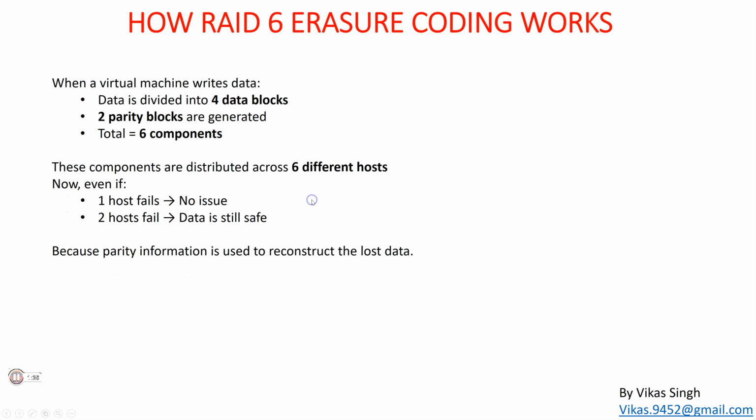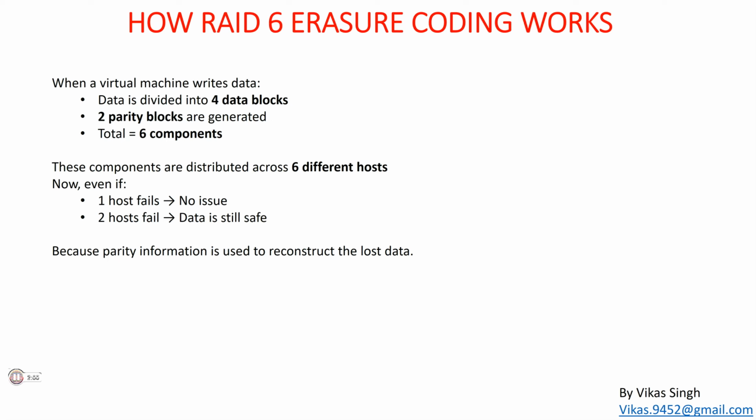Now, how does RAID 6 erasure coding work? Let's understand this with a simple breakdown. When a virtual machine writes data, the data is divided into four data blocks, and then two parity blocks are generated. So in total we have six components for one object, maybe the hard disk of a virtual machine. These six components are distributed across six different hosts.